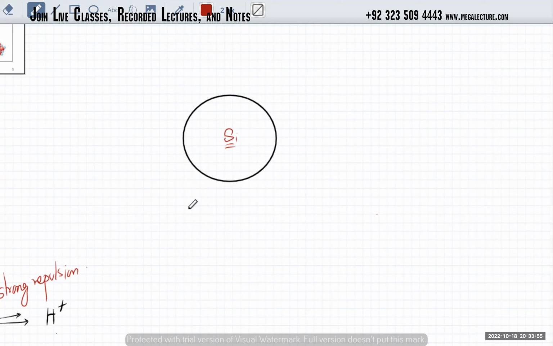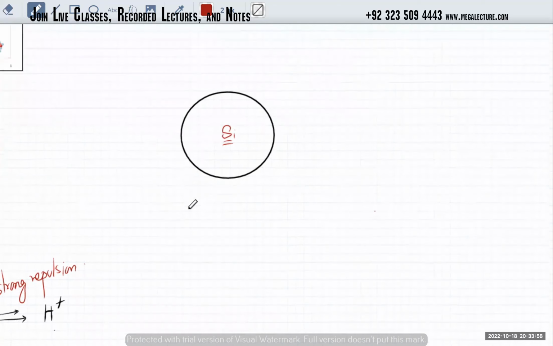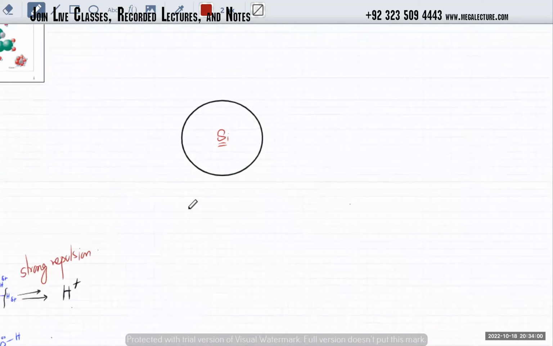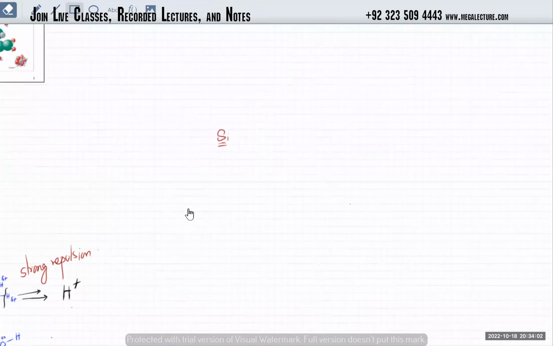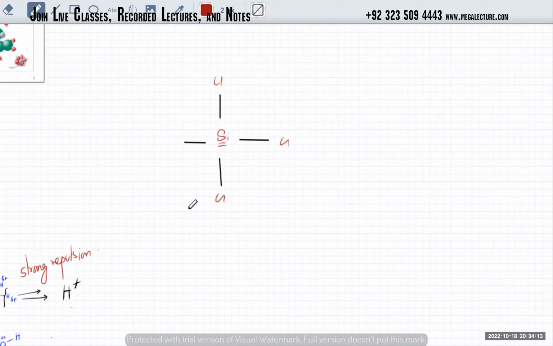So silicon normally has how many bonds? It's SiCl4, right? It's got 4 electrons, so it normally makes 4 bonds. It attracts 4 electrons from Cl and bonds with it. How many electrons does it have now in its outer shell? It's got 8 electrons, right? I explained to you that it's very electronegative, so it likes to gain electrons. It's a non-metal. Non-metals always like to gain electrons, right?